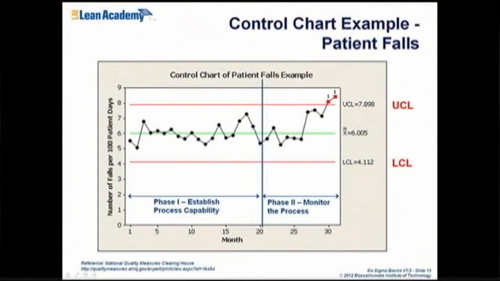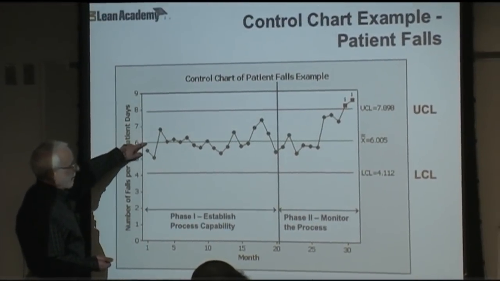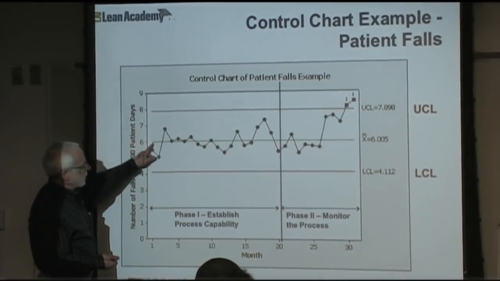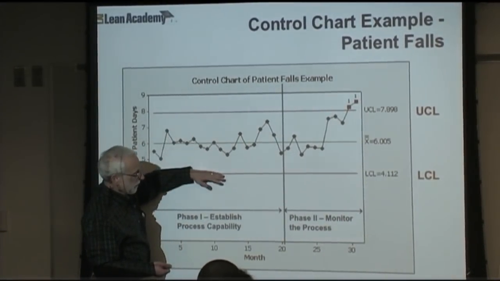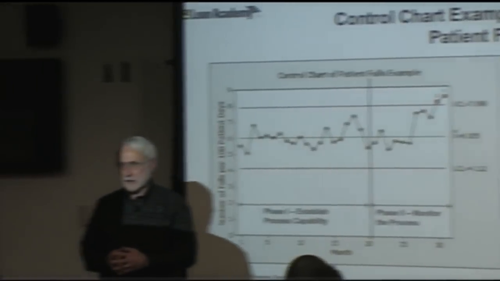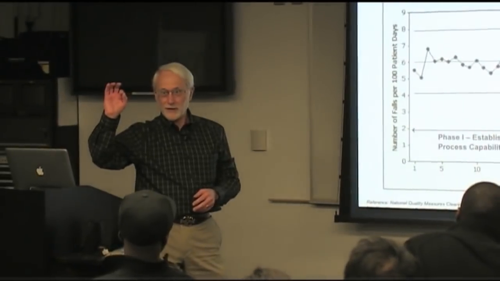Patient falls are considered a never event. A never event, right? Here in this facility, this is by month, and we got an average of about 6 patient falls a month. They've been charting it, and we have an upper control limit of about 8 and a lower control limit of about 4. Now how many patient falls would you want? None. That's a customer specified limit.